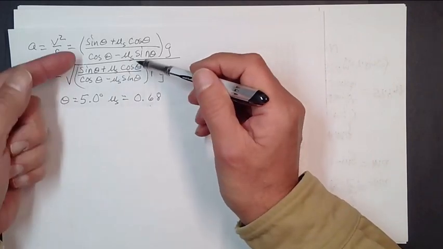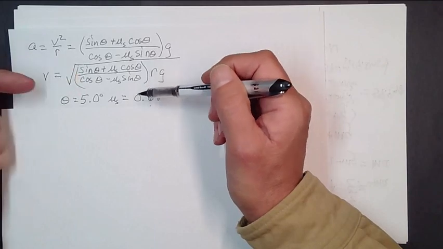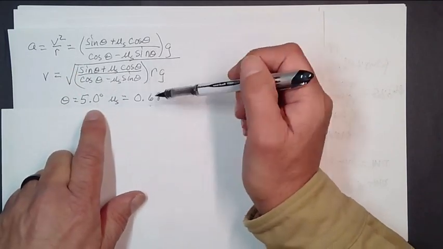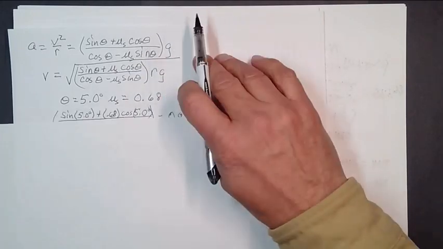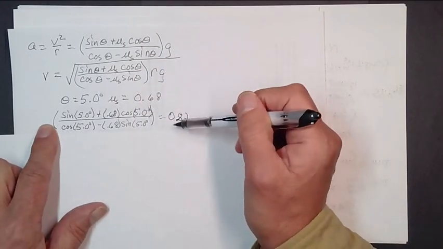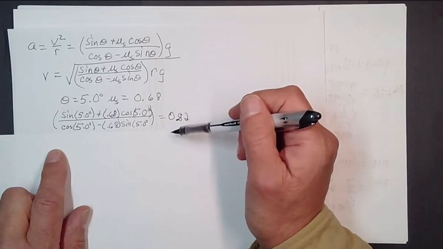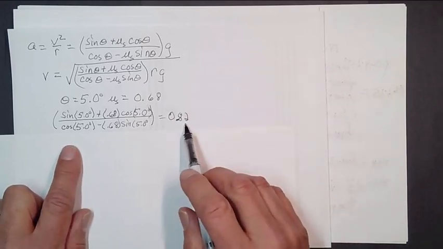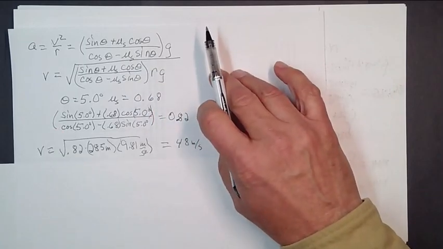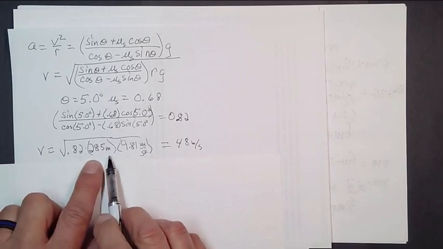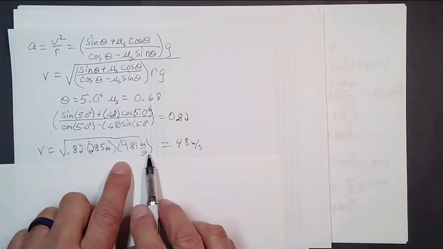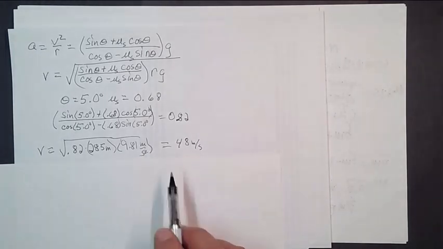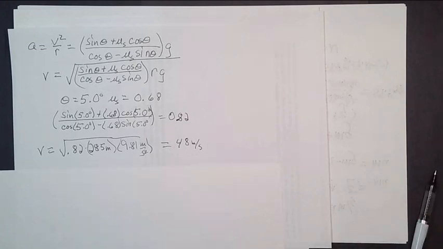First thing I wanted to do was simplify this term in the parentheses. With theta equal to 5.0 degrees and mu sub s equals 0.68, I can simplify that down quite a bit. I'm having to be real careful with plugging things into the calculator and with algebra, but I end up with 0.82 for that whole term. So under that radical I have 0.82 times the radius of curvature, 285 meters, g 9.81 meters per second squared, and I end up with a maximum speed of 48 meters per second, which happens to be about 107 miles an hour. So you can go pretty fast on this curve if it's banked that way without skidding.